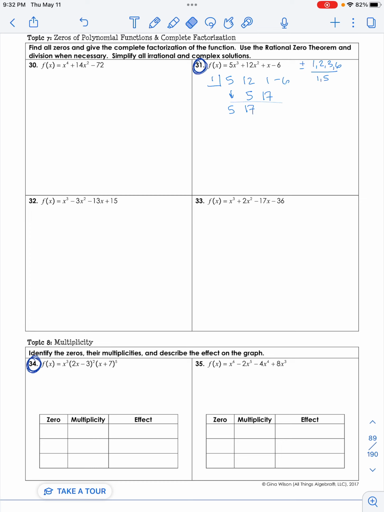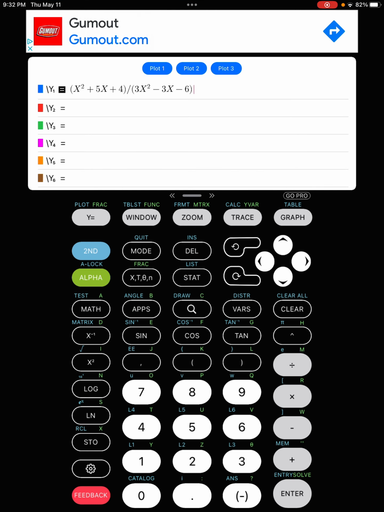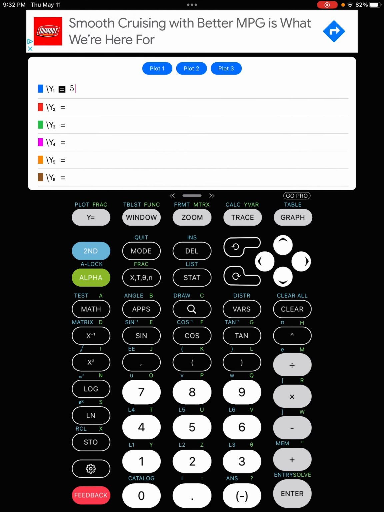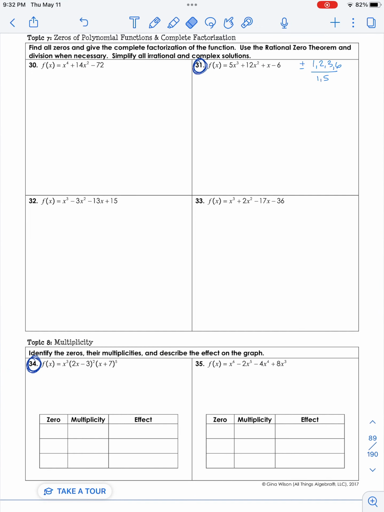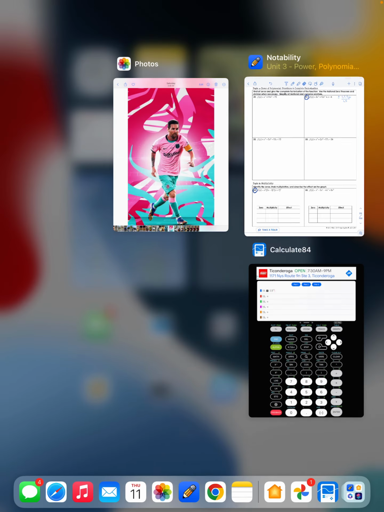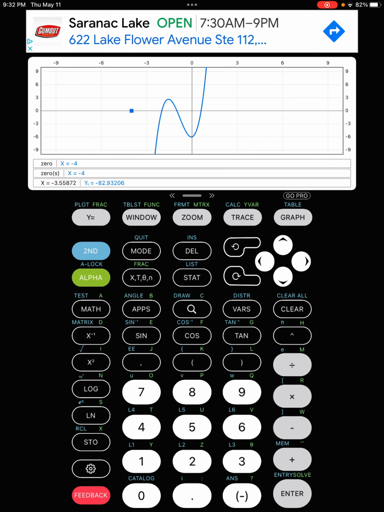So if I start to get stuck and I don't feel like doing all of this division, I can use the calculator to help me. So I can type into this 5x cubed plus 12x squared plus x minus 6. Enter. I can graph it, get a look at it, and see where it looks like these roots are.